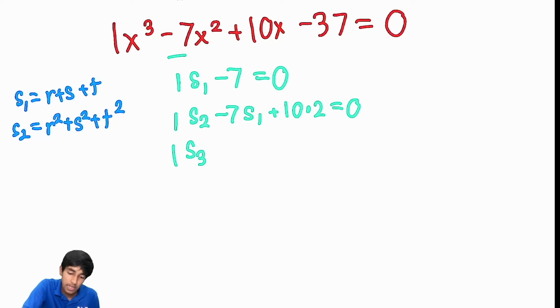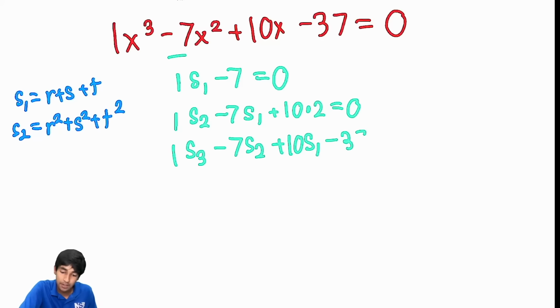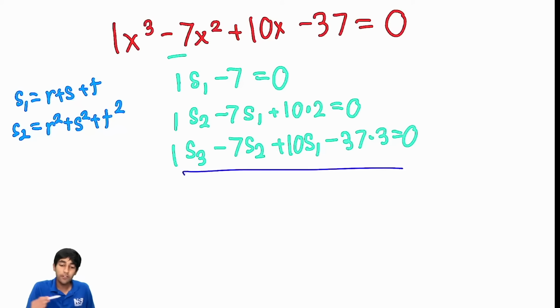1 S3 minus 7 S2 plus 10 S1. Now we're at 0, so we just do minus 37. But instead of S of 0, we put this thingy here, which we started with. So times 3 equals 0. So you see here how we can just solve for S1. And then from that, we can solve for S2 from this second equation. And from that, we can solve for S3 from this equation.